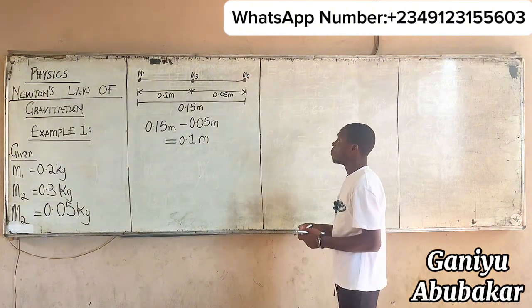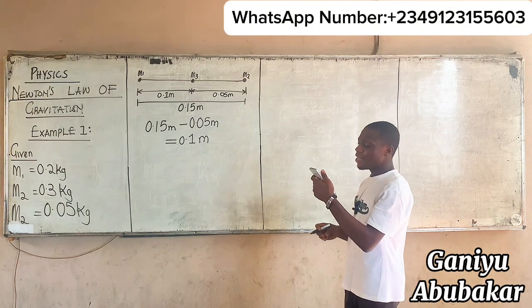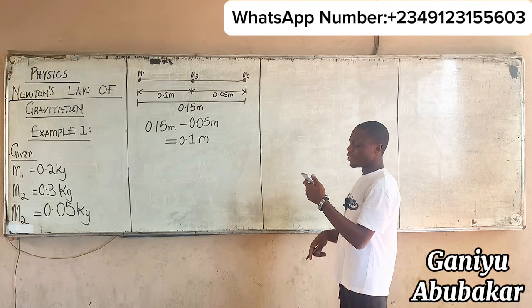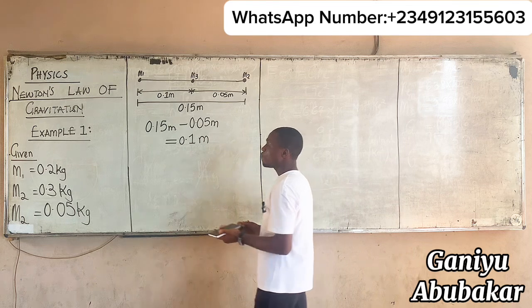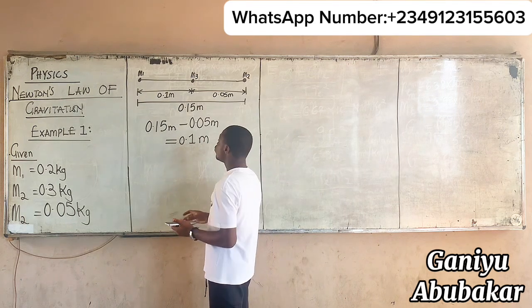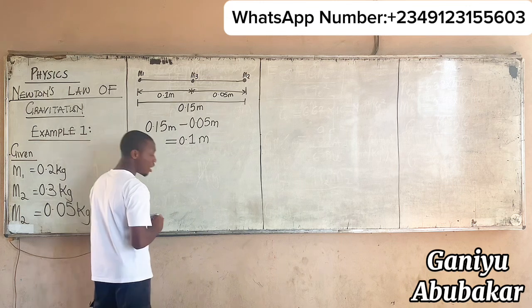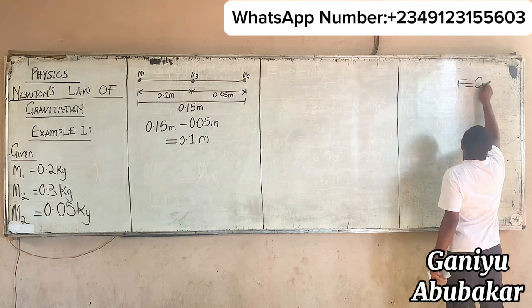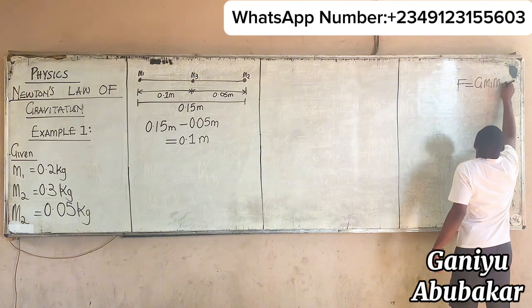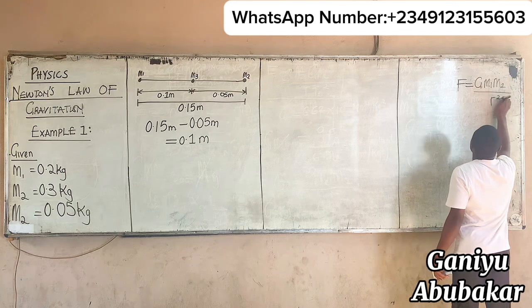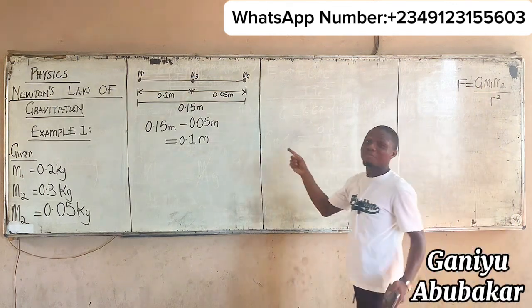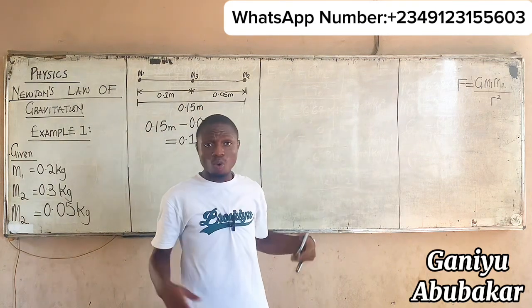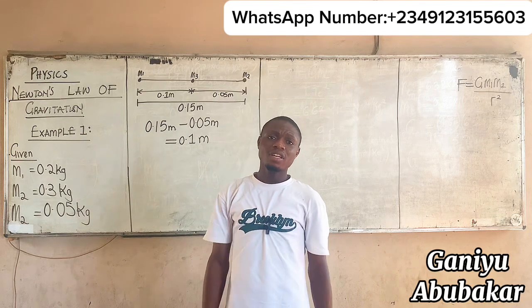Let's solve this problem. It says calculate the gravitational force on the third particle, please. So here's the concept. To find the gravitational force on the third particle, we know that force F is what? G m1 m2 over r squared. In this case here, I have m3. If I had only m1 and m2, I would have used this formula and gone. But I have m3 here. So how do you solve this problem?